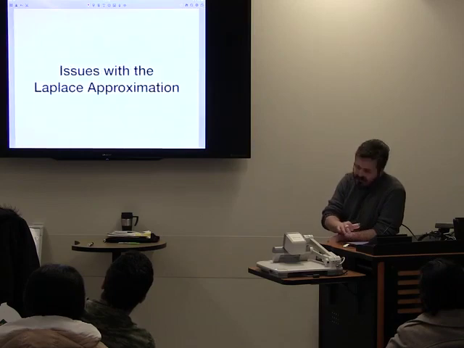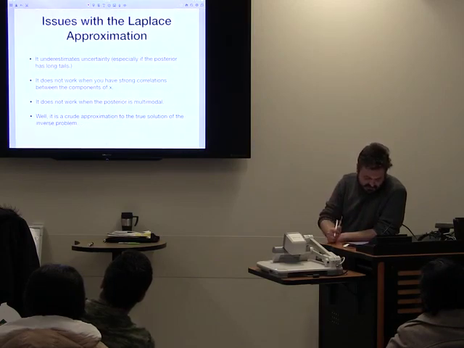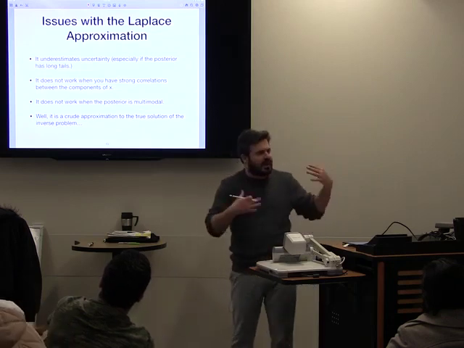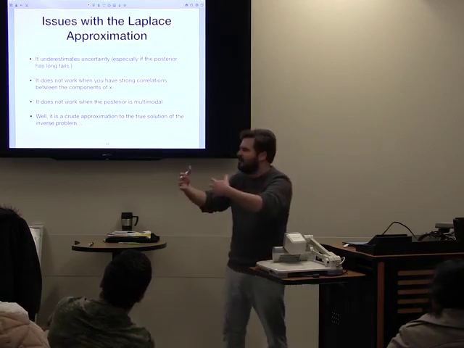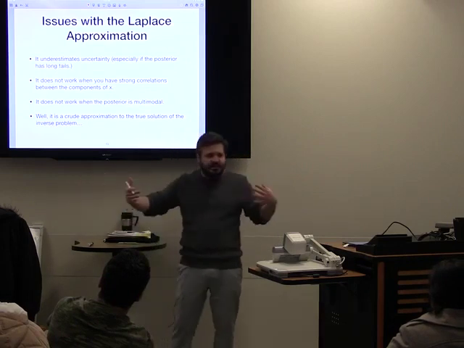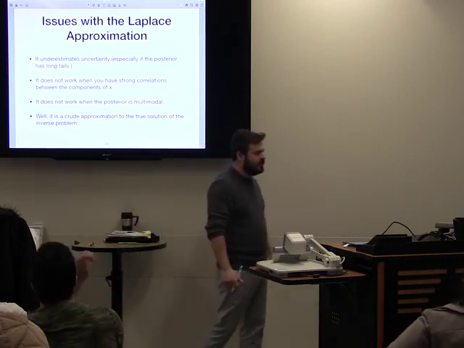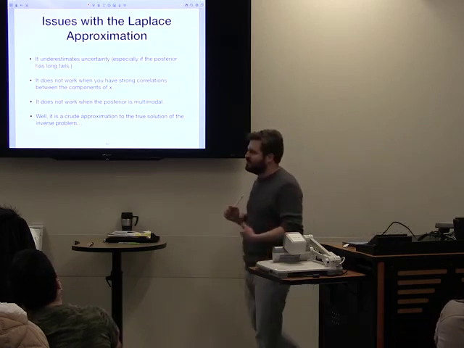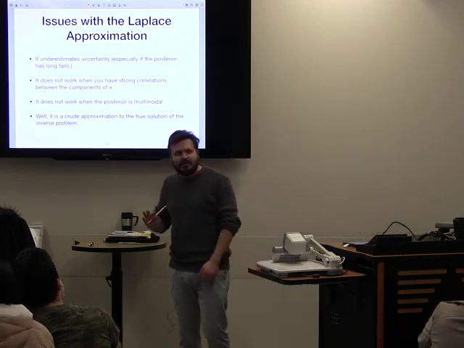All right, so with the Laplace approximation in particular, what are the problems, right? It underestimates uncertainty. It's because you have a posterior that has all the nice uncertainty, and then you fit it with a Gaussian, and then you're going to miss a little bit of the tails of that posterior. It does not work when you have strong correlations between the components of x. You'll see what I mean by that.